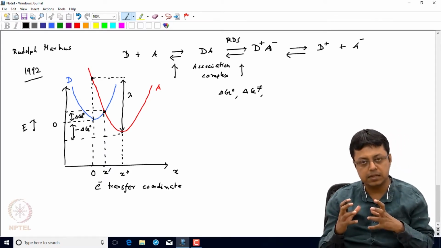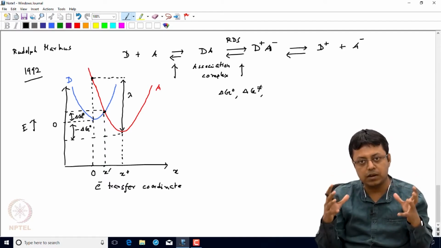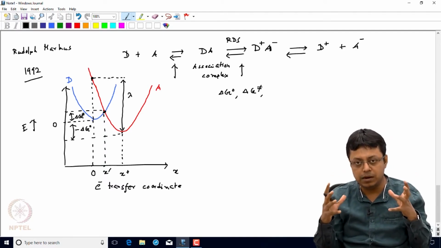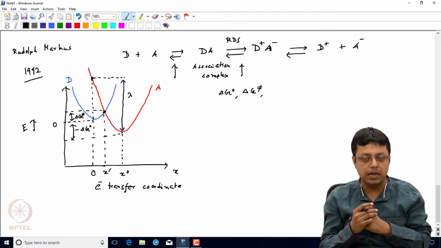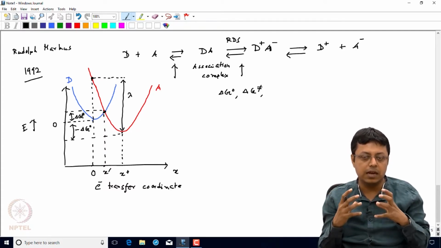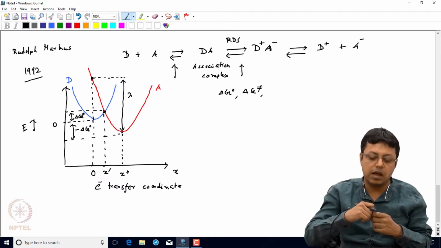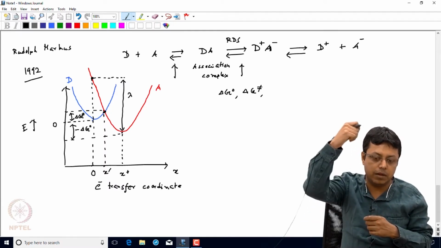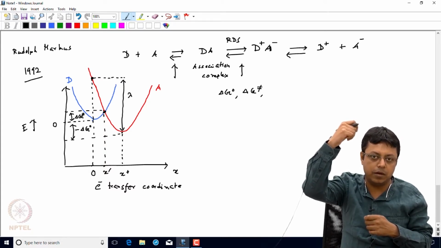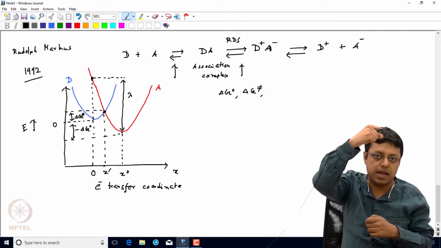So basically lambda is the energy required for the acceptor to go to the same solvent and vibrational, intramolecular as well as intermolecular, degrees of freedom, so that it has the right configuration of the donor ground state geometry. So if we supply that much energy to the acceptor, then the acceptor will have some energy which has the same configuration as the donor has.